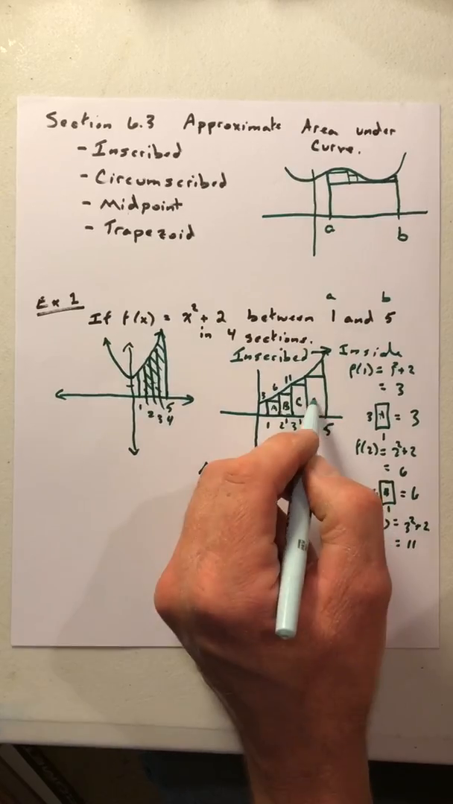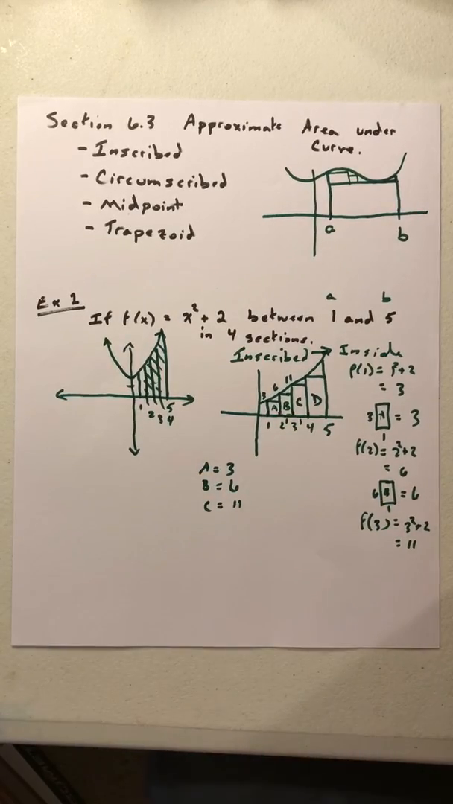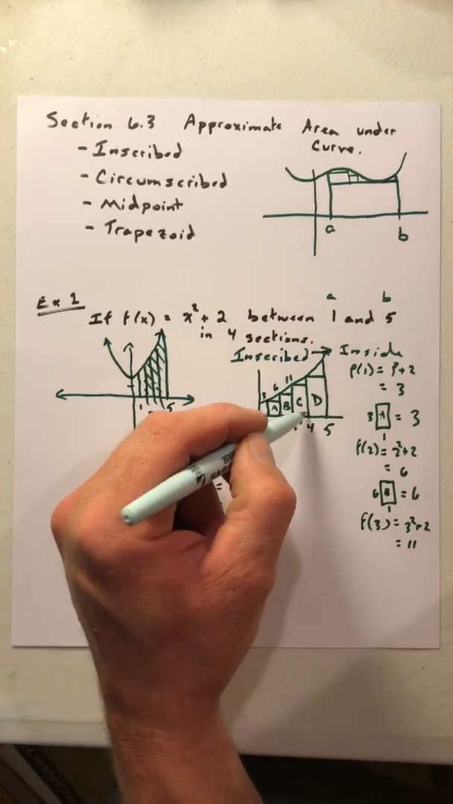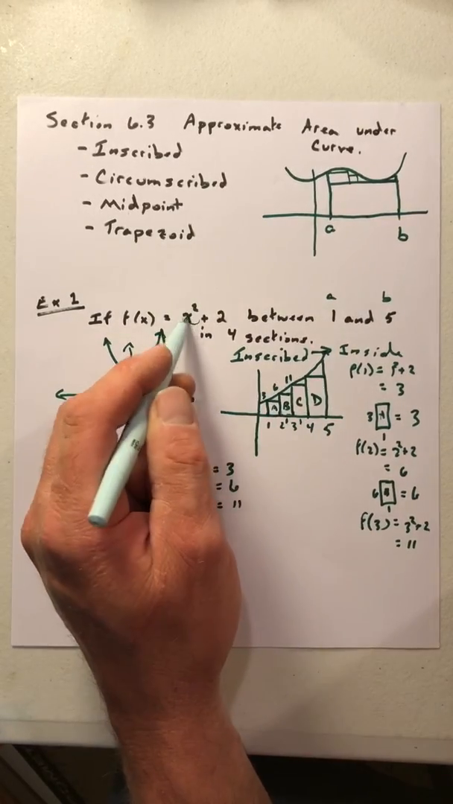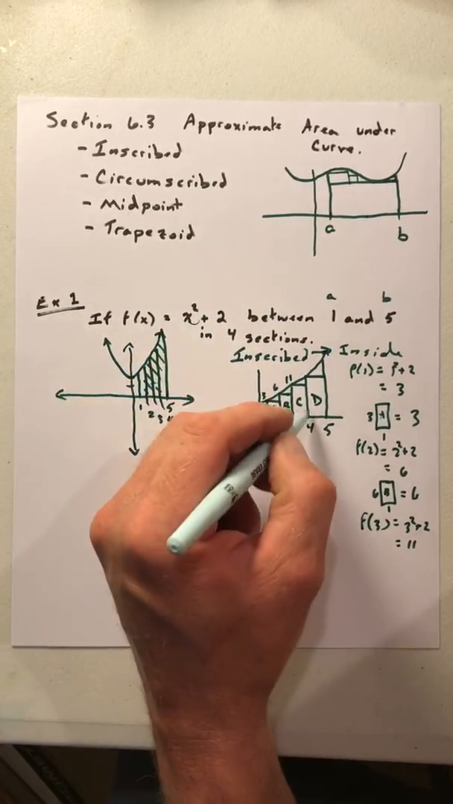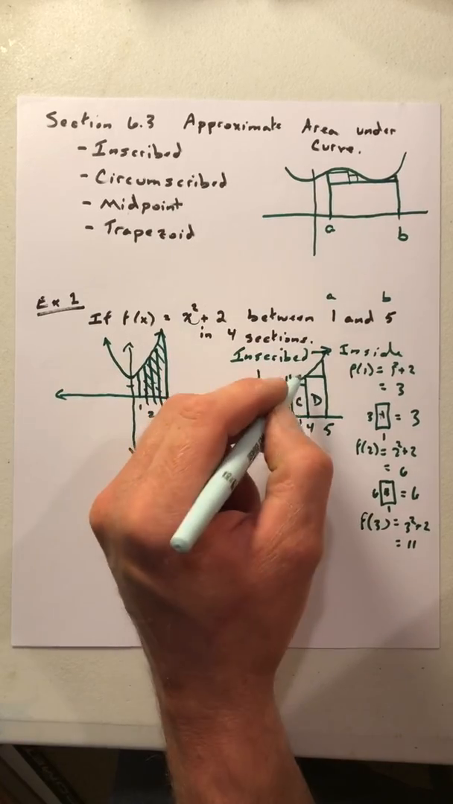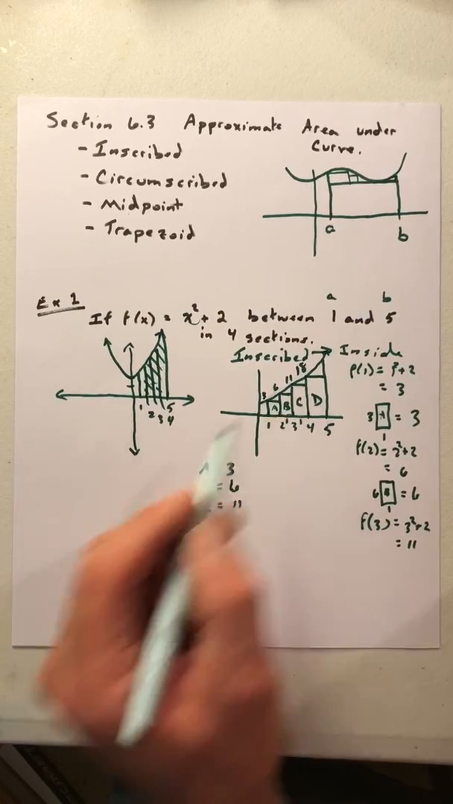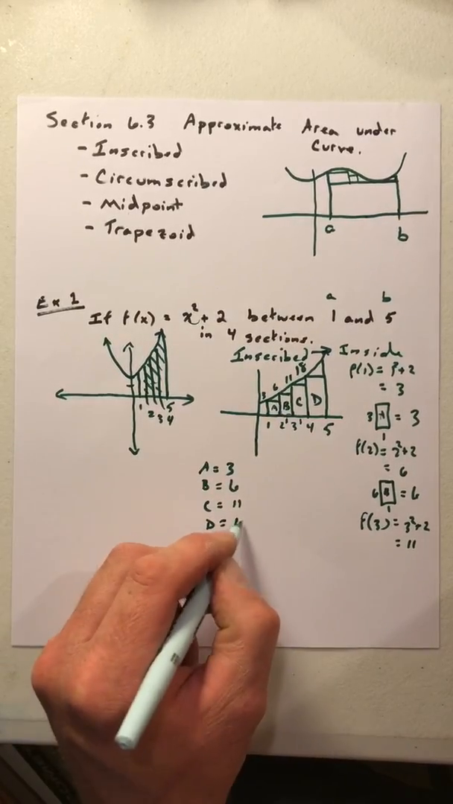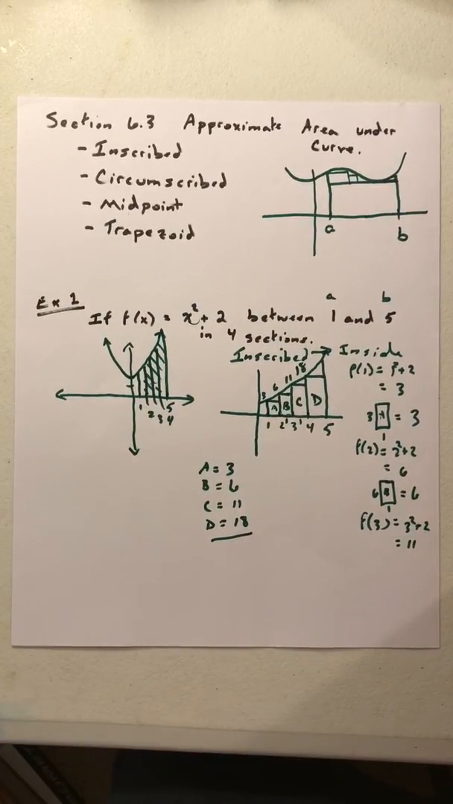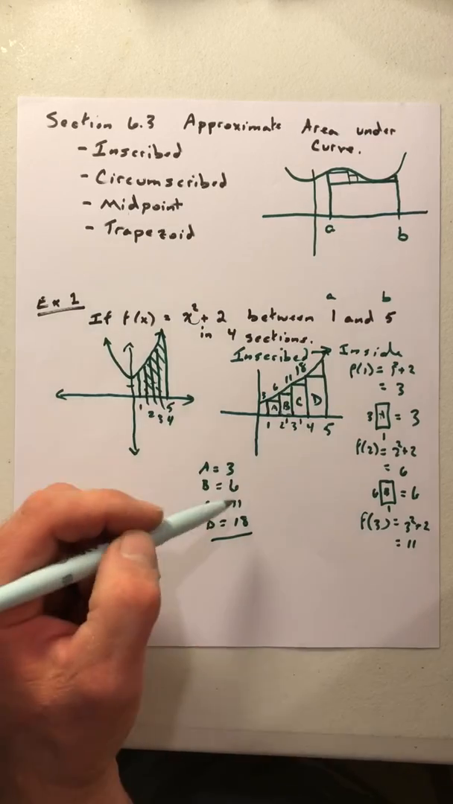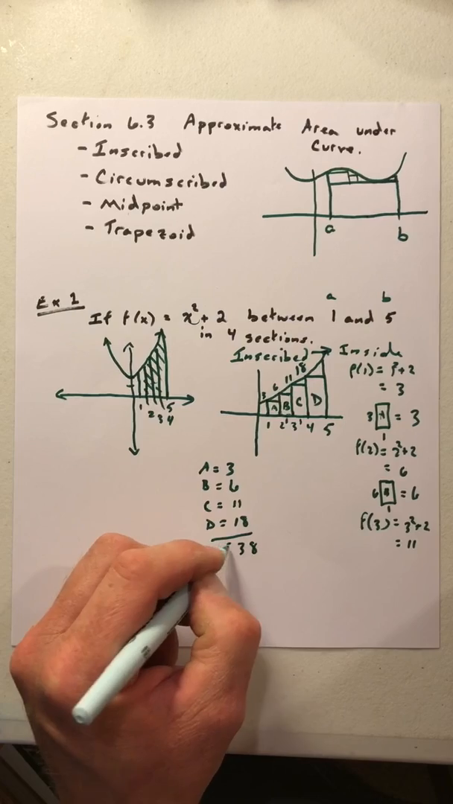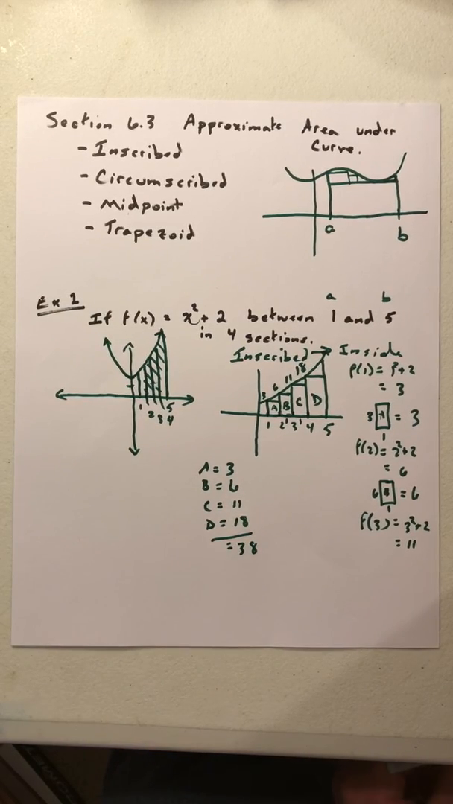And between 4 and 5, we'll call that section D. So section D is, again, 1 unit wide. And how high is it? Well, if I plug in 4, I get 4 squared plus 2. 4 squared is 16, plus 2 gives me 18. So this is going to be 1 by 18 units, or 18 total units. Now if I add those together, I have 11, here's 20, so I have 38 units.